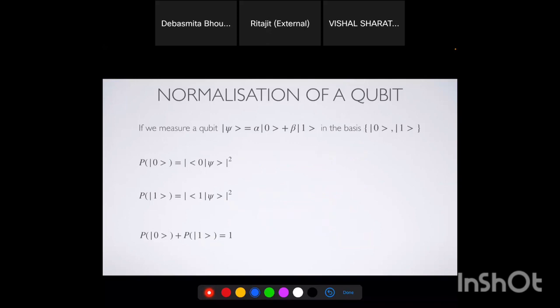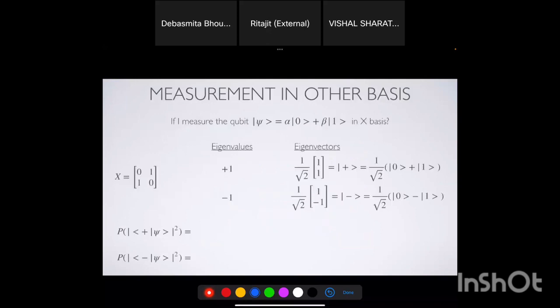Good. So we have already learned a lot. But as I said, that measurement is associated with a basis, and we talked about z basis. What happens if we measure in some other basis, say the x basis? So again, as I said, whenever I say a matrix as a basis, it means its eigenvectors.